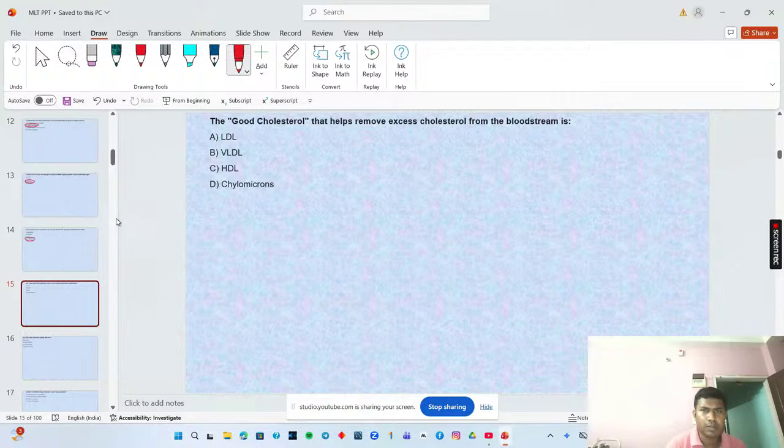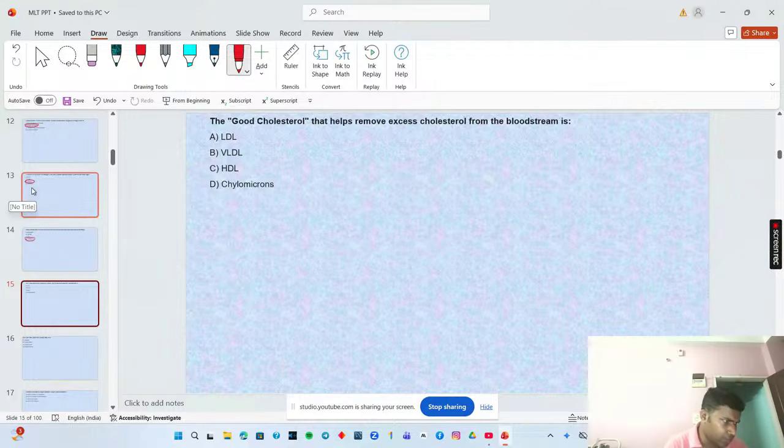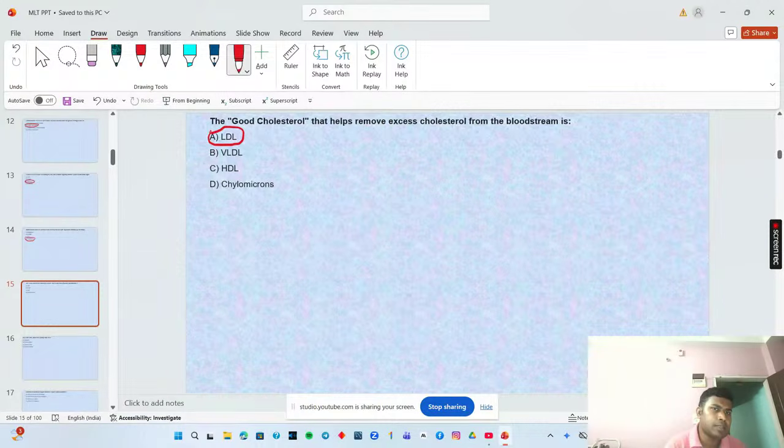Good cholesterol. What does the good cholesterol help us with? The good cholesterol helps us to remove the low density lipoprotein, which is LDL. The good cholesterol, meaning HDL, helps us to remove the LDL, that is low density lipoprotein.